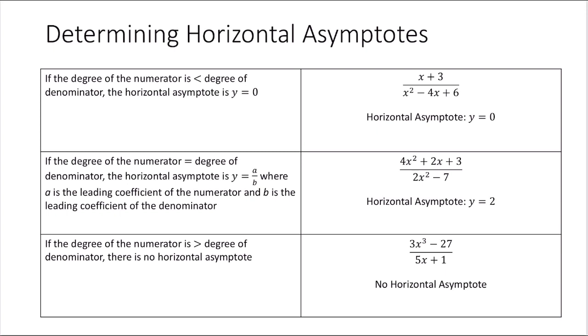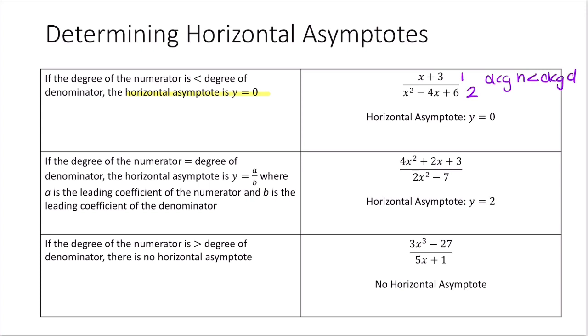If the degree of the numerator is less than the degree of the denominator, the horizontal asymptote will be y equals 0. So if you see in this example, you can see that the numerator has a degree of 1 and the denominator has a degree of 2. So the degree of the numerator is less than the degree of the denominator, so the horizontal asymptote will always be at y equals 0 in that case.